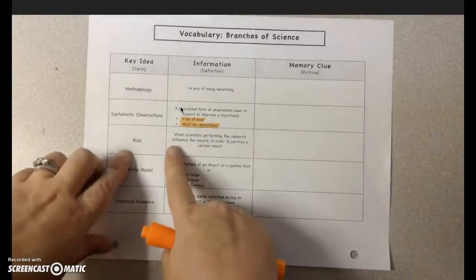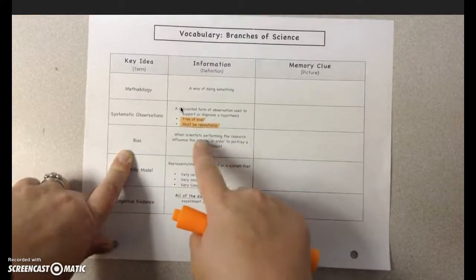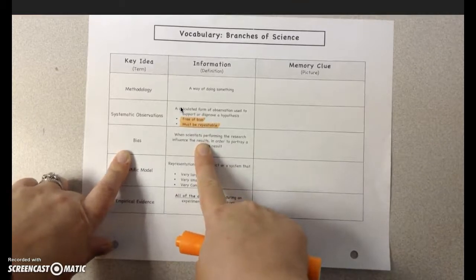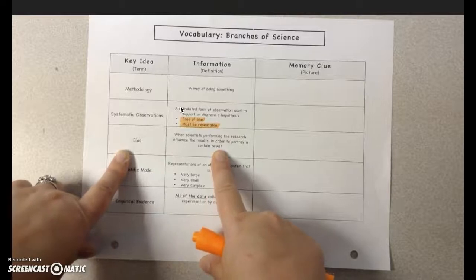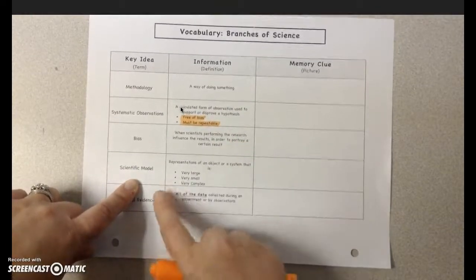So in science, a bias is when scientists that are performing the research influence the results either on purpose, or sometimes they don't even mean to, in order to get a certain result because they want their hypothesis to be supported so much. Okay? So this is a no-no in science.